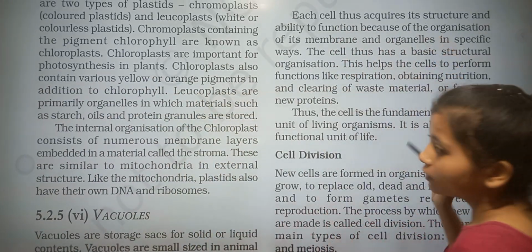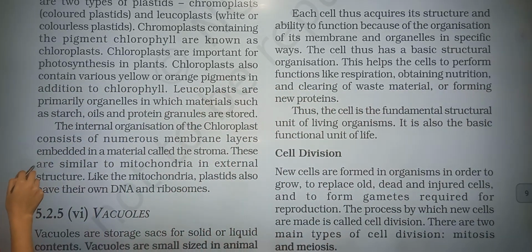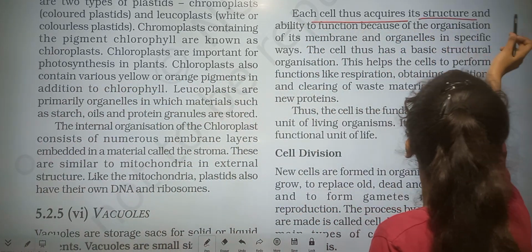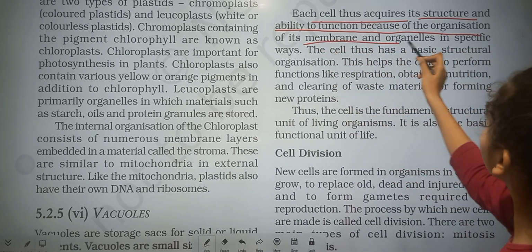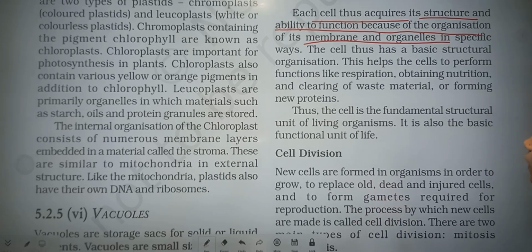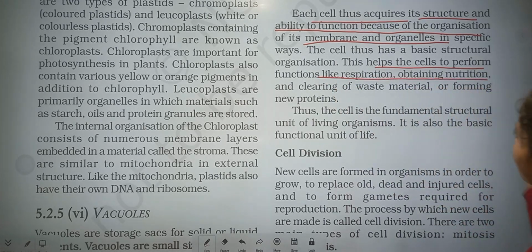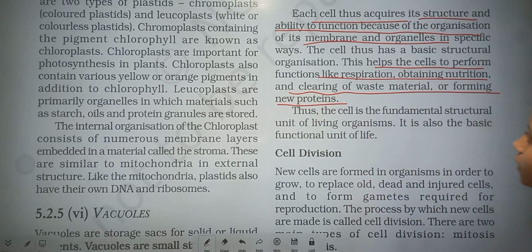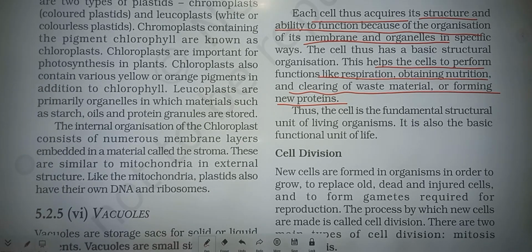Each cell thus acquires the structure and ability to function because of the organization of its membranes and organelles in specific ways. The cell has a basic structural organization. This helps cells to perform functions like respiration, obtaining nutrition, clearing waste material or forming new proteins, with the help of the organelles of the cell.